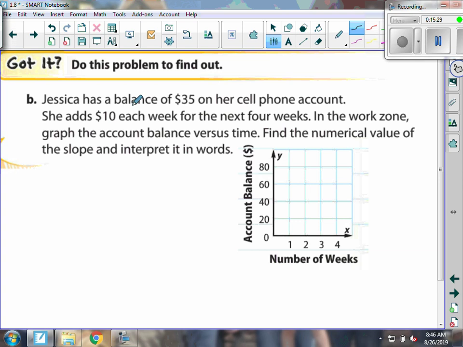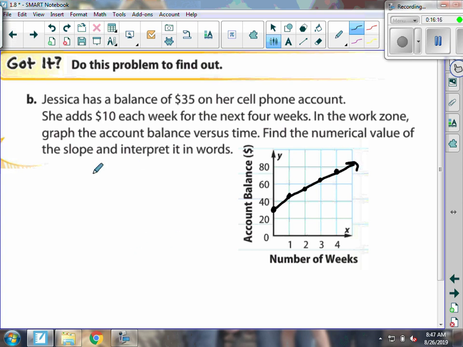Okay, so she starts off with a balance of $35. Okay, so we'll put at 0, she's at $35. She adds $10 each week for the next 4 weeks. So 35 plus 10 is 45. It'll be about here. 45 plus 10 is 55. 55 plus 10 is 65. And 65 plus 10 is 75. Okay. So our graph should look something like this. Oops. Fix that, sorry. Okay, so there's our graph.